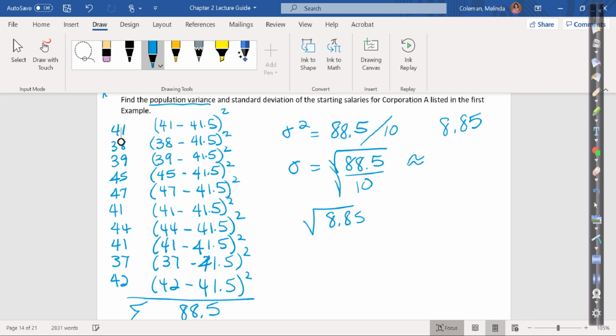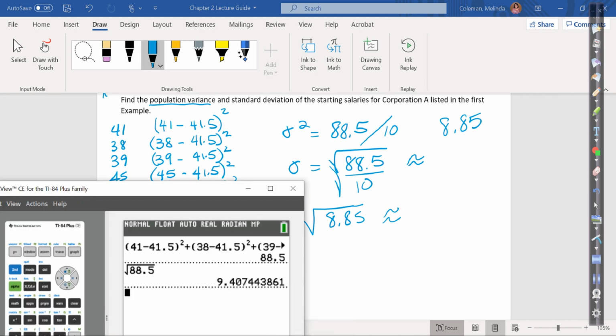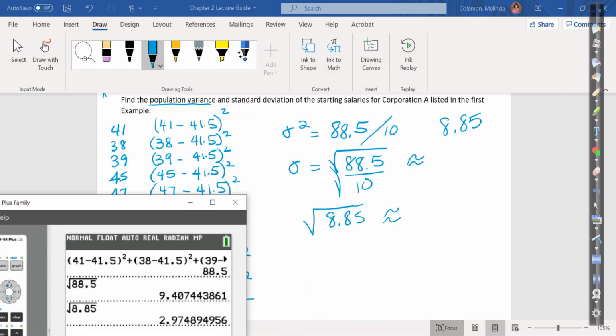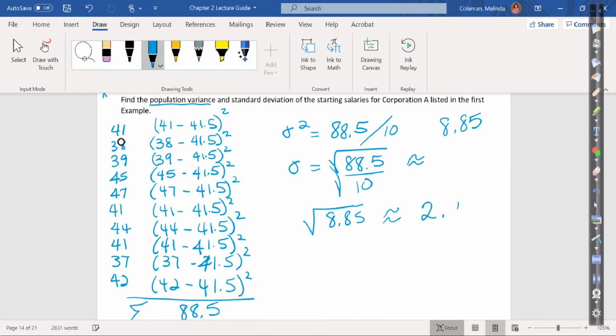I can either write it this way or I can go ahead and simplify it. Then that's approximately, let me double check, square root of 8.85 equals 2.97. So it's approximately 2.97. That makes me happier. Definitely now matches what I had.